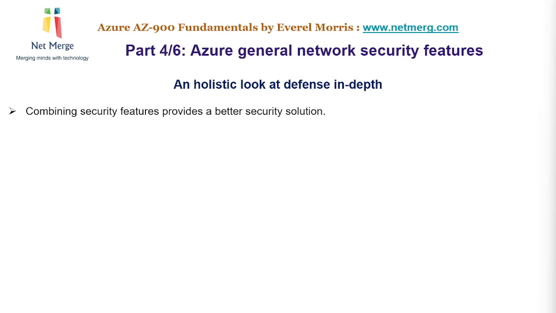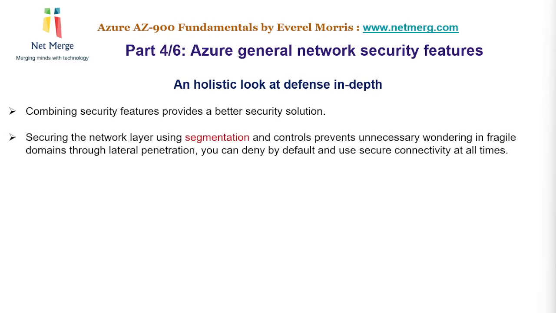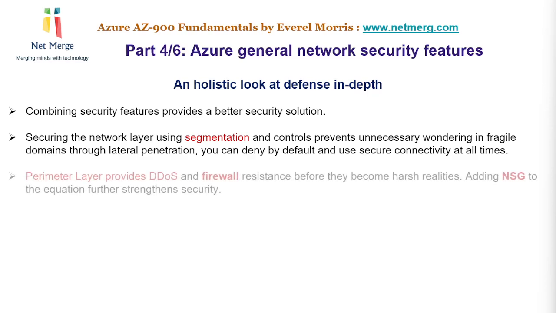Now let's take a more holistic look at the entire defense in depth strategy. So what we're doing, we're combining security features to provide a better security solution, a better cybersecurity posture for your Azure presence. So we're securing the network layer using segmentation and isolation and control, and preventing unnecessary wandering into fragile domains through lateral penetration. So you could deny by default and use secure connectivity at all times. So we're looking at the entire posture.